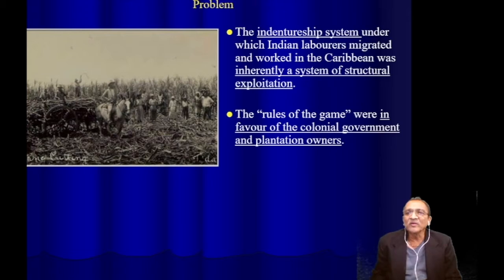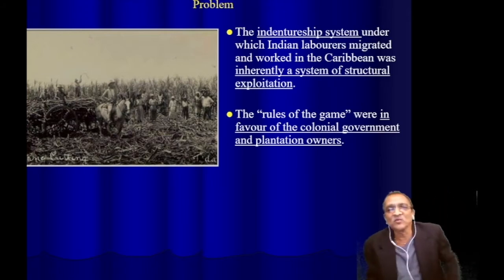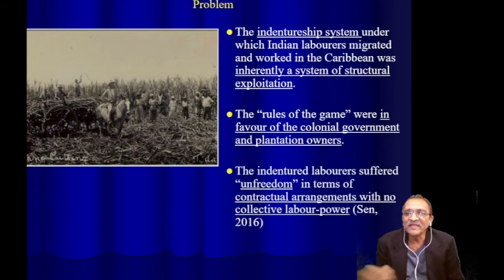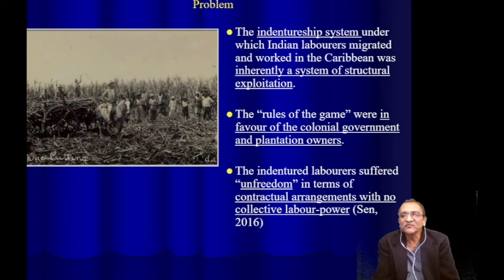The rules of the game were in favor of the colonial government and plantation owners. In Trinidad, at the time of indentureship, the colonial government was British. In other countries in the Indian diaspora, the government could be Dutch, could be French, or could be Danish, as in the case of St. Croix. The rules of the game were in favor of the colonial government, and the indentured laborers suffered unfreedom, meaning that they were not free and they were not slaves.